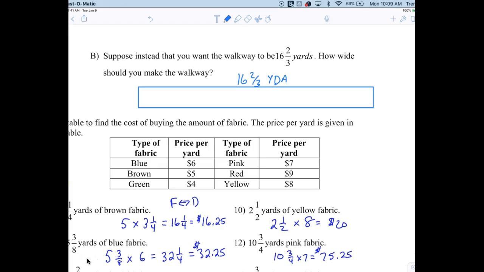Now, what's my area of my walkway? It's still 10. Thank you very much. This is still 10 square yards. Now I'm trying to figure out how wide I can make it.